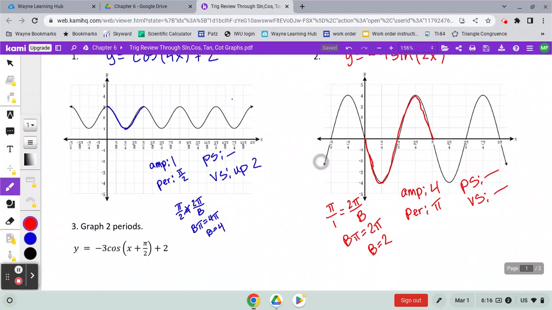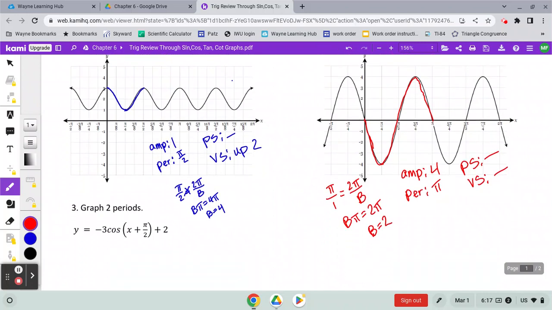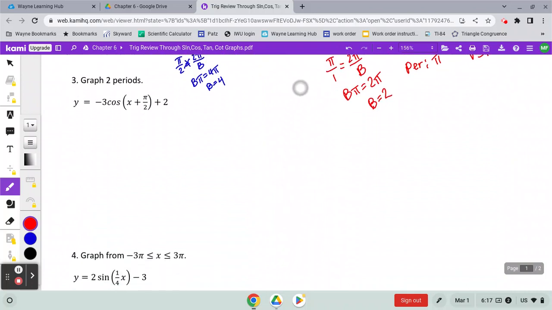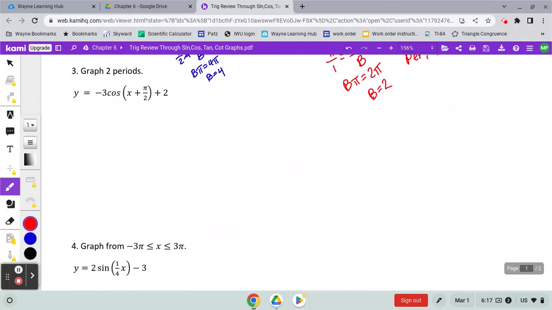All right. So overall, I don't think those first two were that bad. But now we're going to get to a little bit more complicated ones. We're going to be asked to graph two periods here. So if we look at this one, let's start by analyzing it. Our amplitude is 3, but you might want to make a note: there is a flip.